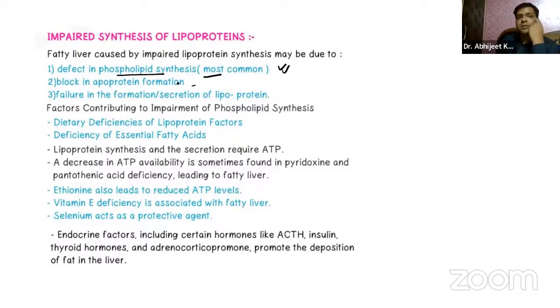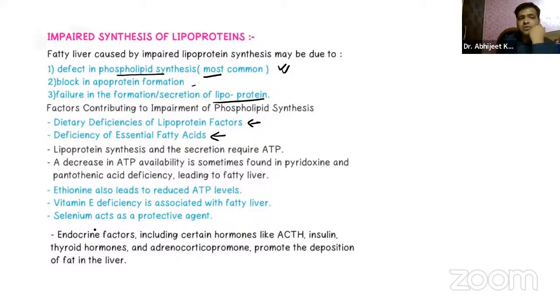Block in the apoprotein formation. The phospholipids are not synthesized, the apoproteins are not formed, or they're blocked, or there is a failure in formation of lipoprotein. Again, the triacylglycerol or the cholesterol cannot combine with the proteins present, or there is some defect in the protein. Automatically, it will result in the impaired synthesis of lipoproteins. Obviously, if there is deficiency of essential fatty acids or deficiencies of lipoprotein factors, those apoproteins, that can also lead to these things. So that is something you have to remember, guys.